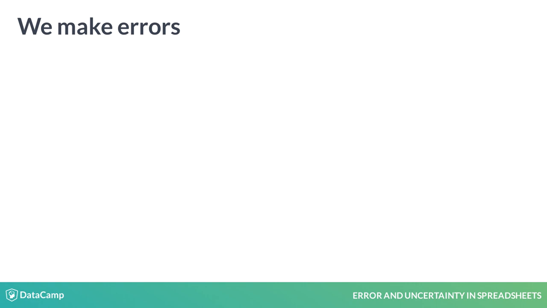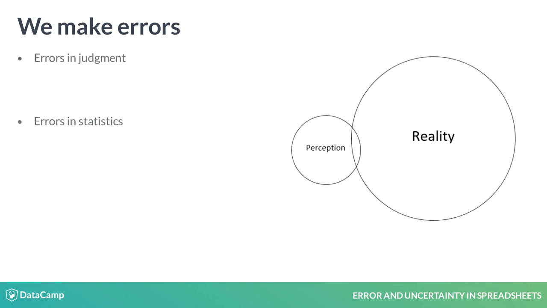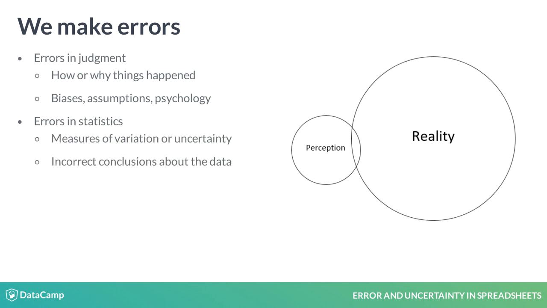This course will distinguish errors in judgment from errors in statistics. Errors in judgment include our assumptions about how or why things happened. These reflect our experiences, biases, and psychological tendencies. Errors in statistics refer to measures of variation or uncertainty in the data. This also includes instances in which we draw incorrect conclusions from data.